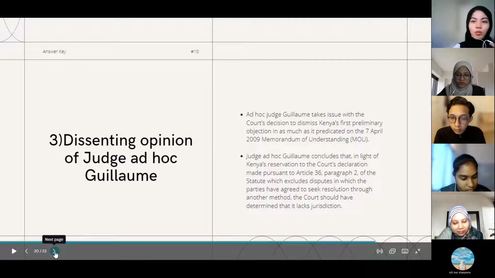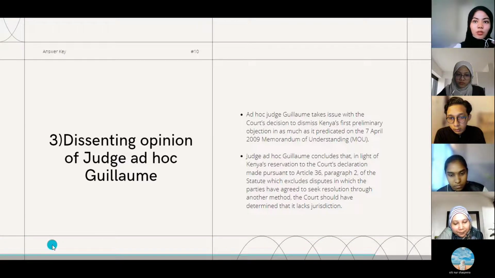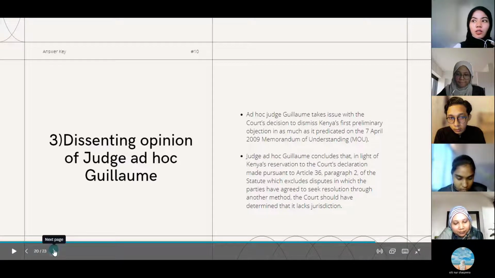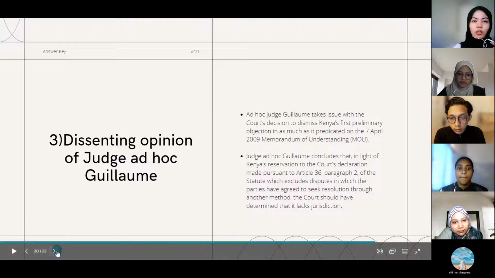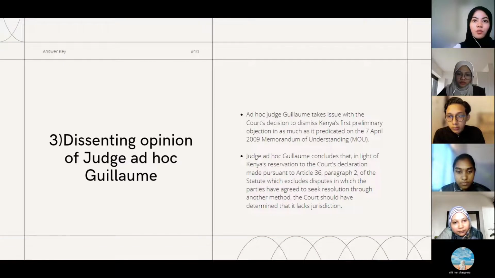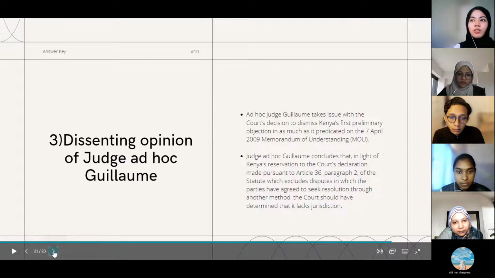Judge ad hoc Guillaume concludes that, in light of Kenya's reservation to the court declaration made pursuant to Article 36, paragraph 2 of the Statute, which excludes disputes in which the parties have agreed to seek resolution through another method, the court should have determined that it lacks jurisdiction. That's all from me. Next presenter.